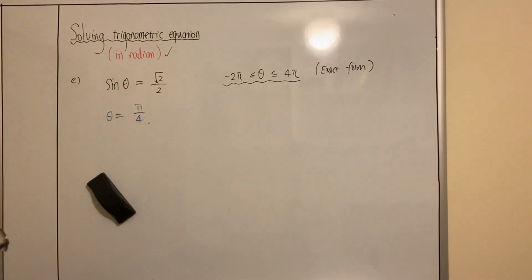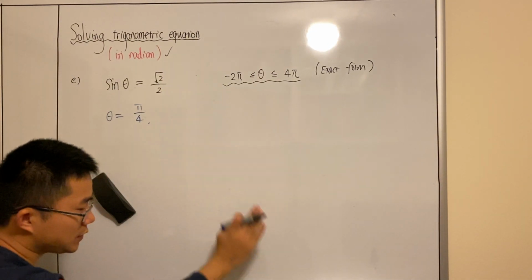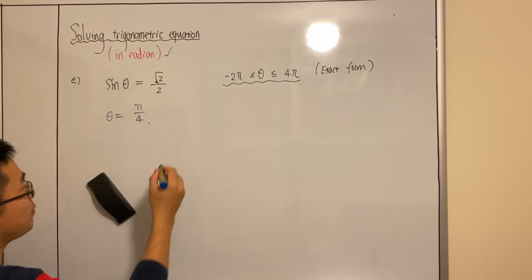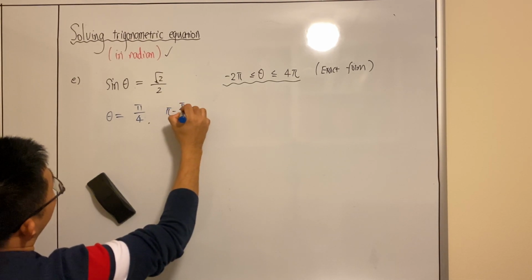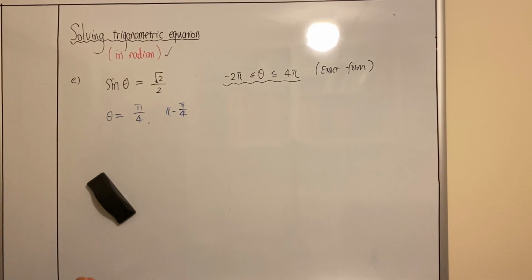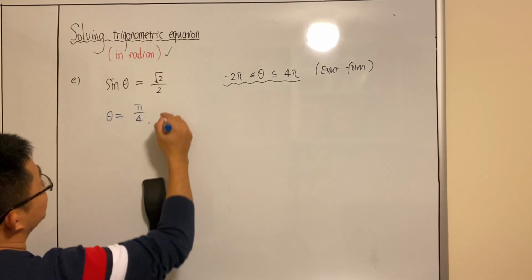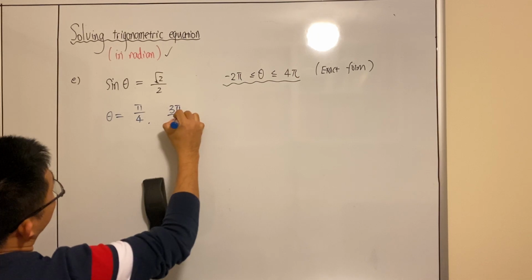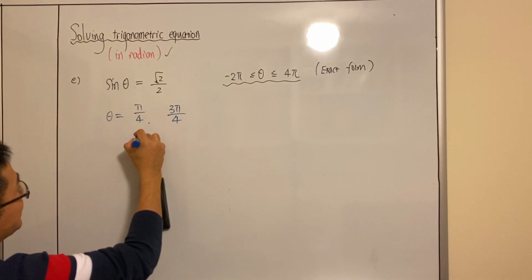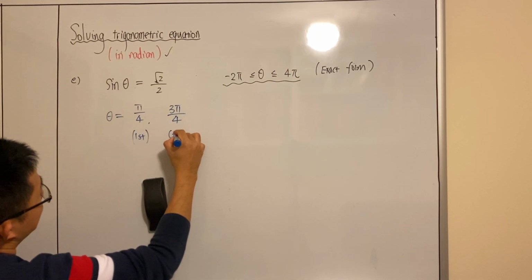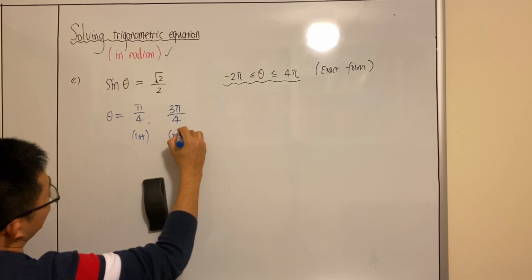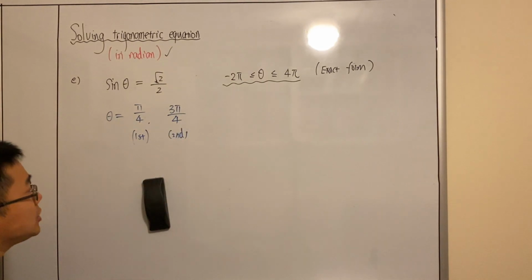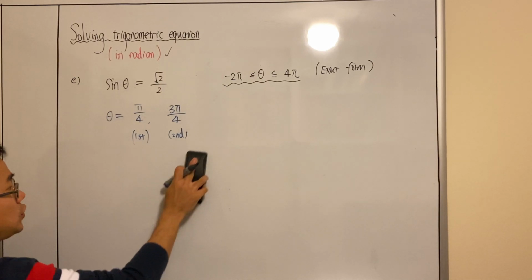Now we need to move on to the second answer here. Second answer, that's for sine. It is always pi minus, or 180 minus if it's in terms of degrees. So pi minus pi/4, and that's 3 pi/4. So these are the 2 most important answers here, the first answer and the second answer. Once we have these two answers, we can generate more answers based on these two.